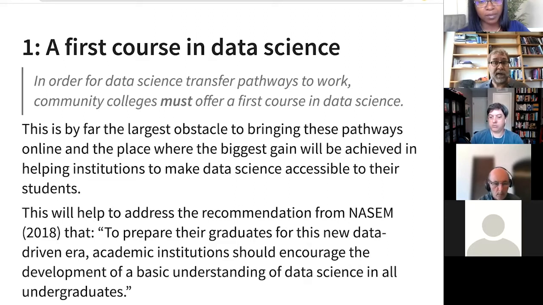And again, this ties in directly with the NASEM recommendation that academic institutions should encourage the development of a basic understanding of data science in all undergraduates. This could involve a Joy of Data course, as well as a more technical one, like what we see in the Berkeley Data 8, but there needs to be a basic data science course.